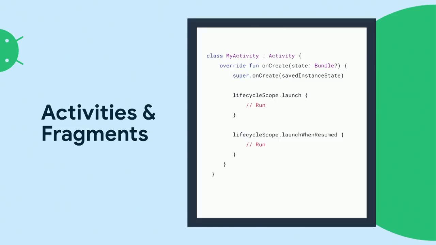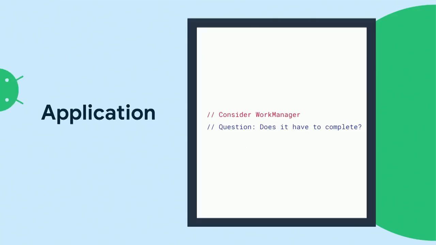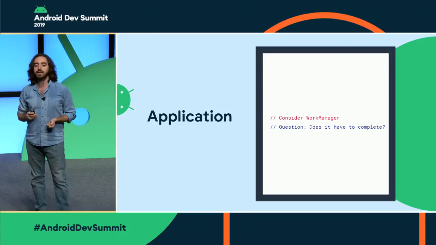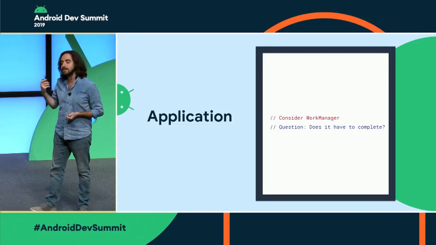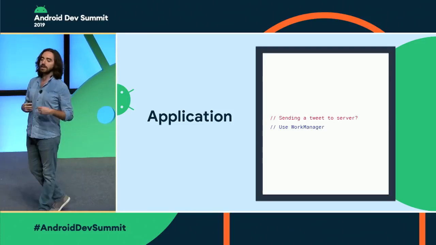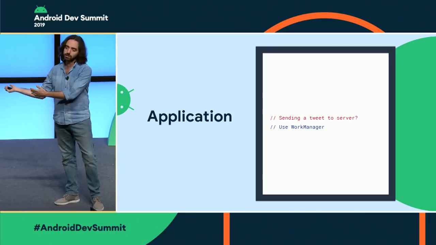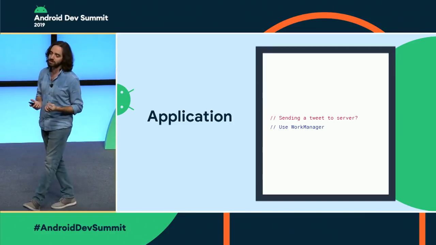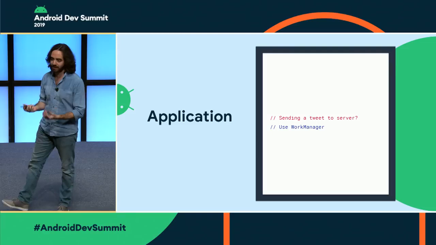activity resumes. Now the third layer is your application layer where things get a little bit trickier. Assume you want to run something that's not tied to any screen. In those cases, you need to figure out whether you should be using WorkManager or not. And the question you ask is, does this thing have to complete? Like if you're writing a Twitter client and you need to send a tweet to your server, please use WorkManager because if you lose that tweet, that will be a shame.